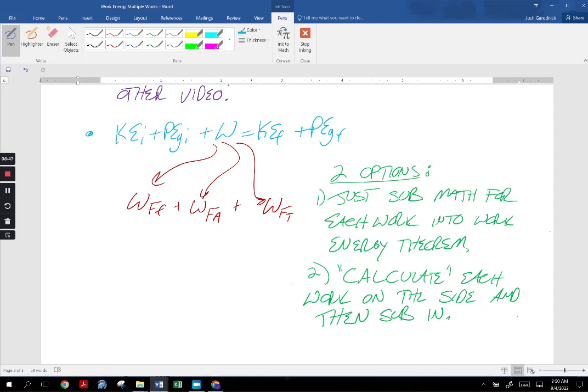And some people will be like, well, I can calculate the work done by friction and get a number. So they do that on the side. And they can calculate the work done by the applied force, and they do that on the side. And then they bring those numbers back into the equation. I don't care. It's how you see it best. You can still solve. There's no perfect way to do it. It's what works for you. But that's it. It's not a big deal. If there's multiple works, multiple forces doing work, then you have multiple works.